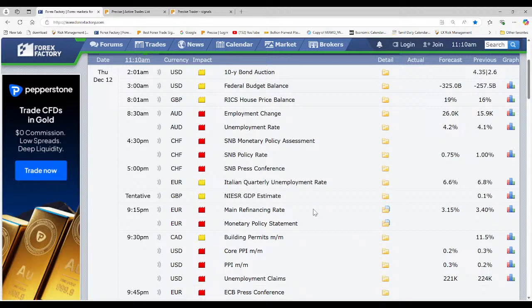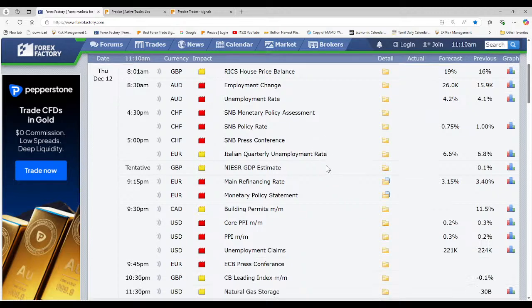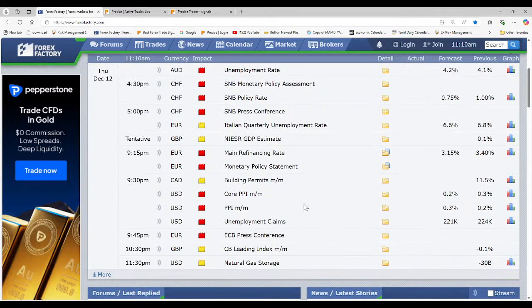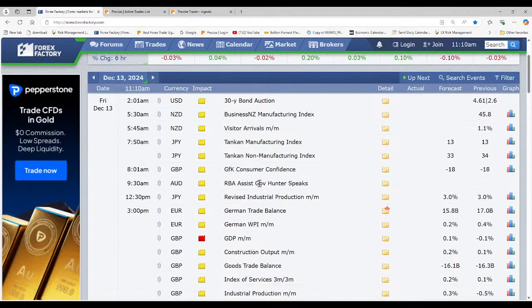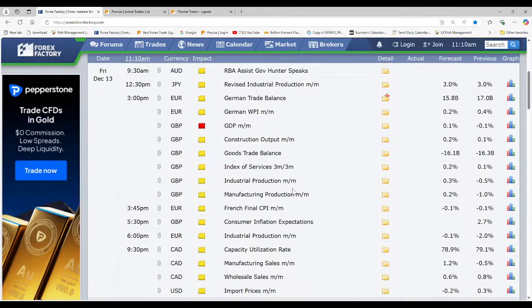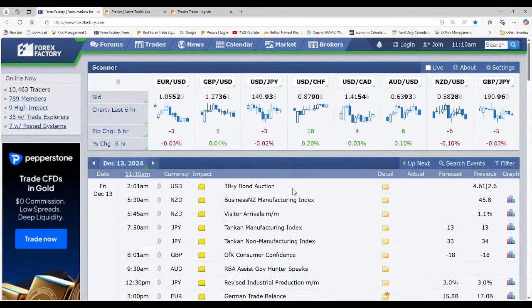The Aussie may surprise. We are not sure whether they are going to do it, but we still have to keep our focus on the Aussie rate announcement. Then we also have the ECB press conference, unemployment, and US PPI. Finally, on Friday, we have the pound GDP, and we don't have any other data.